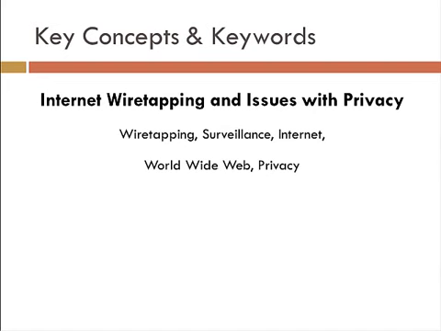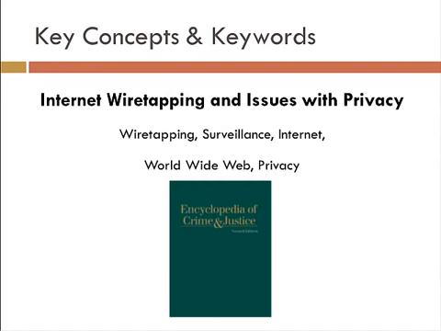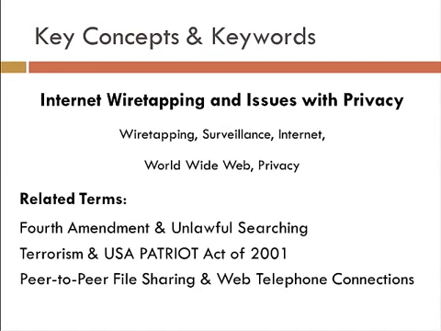But after investigating the Encyclopedia of Crime and Justice and other encyclopedias, I actually found related terms. For example, the Fourth Amendment and unlawful searching is one of the key ways that people tend to argue against wiretapping. Also, the threat of terrorism is one of the reasons why people are interested in increasing wiretapping. In fact, the USA Patriot Act of 2001 is one of the key pieces of legislation that people are arguing when they handle this topic. In addition, peer-to-peer file sharing and web telephone connections is really the technology that's at the heart of this debate.